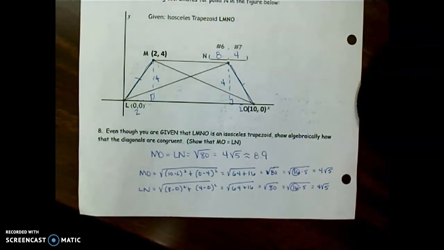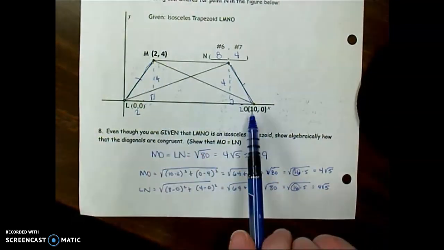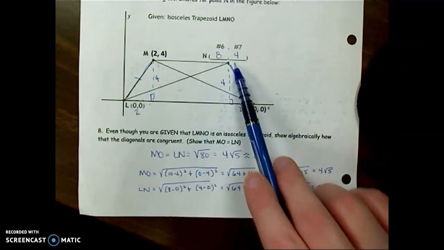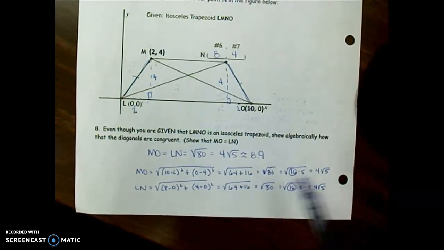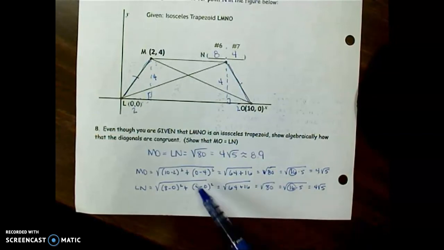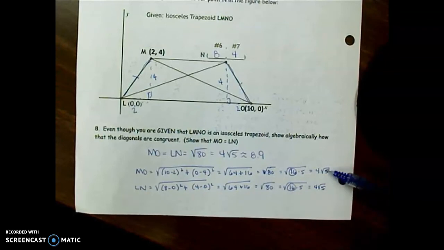Number 8, even though we were given that it's isosceles, we're going to show algebraically how the diagonals are congruent. So you're finding the length of M to O and L to N and showing that those are the same. So again, you can pause if you need to see if you went wrong somewhere, but this is plugging those into the distance formula, simplifying that radical. You get both of them to be 4 square roots of 5. So you showed that MO is equal to LN.